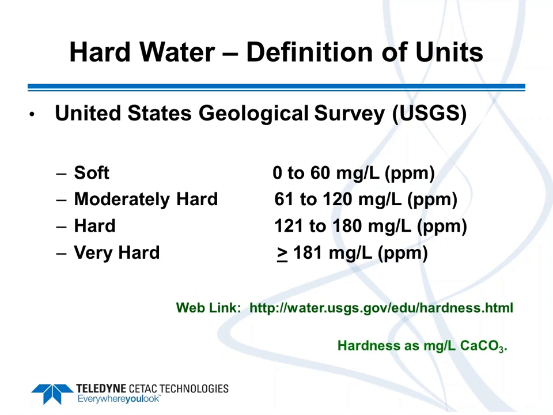For definition of units, we'll note the degrees of water hardness in this scale from the U.S. Geological Survey: soft, moderately hard, hard, and very hard. And we will look at an example of water from a municipal water source and compare it to the USGS scale. And there's a web link there at the bottom of the slide that you can click on and look for more information about water hardness.